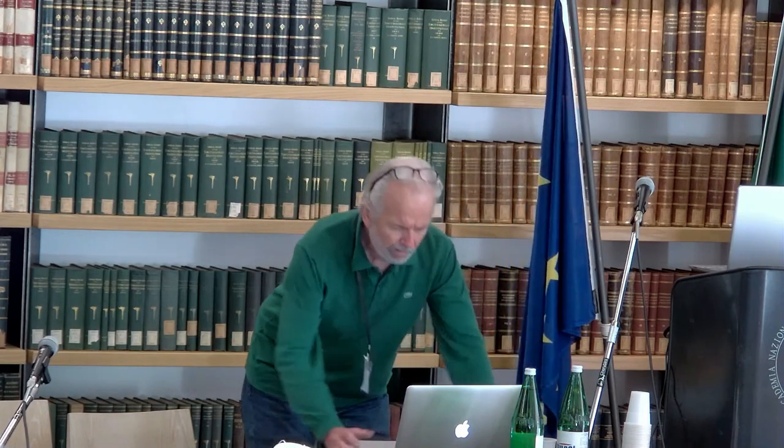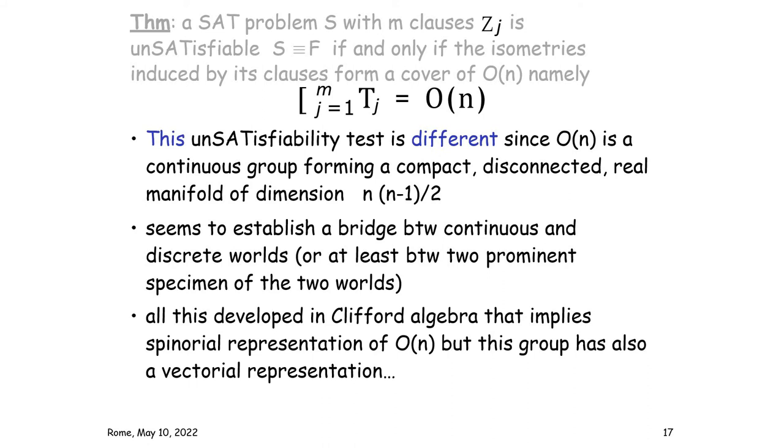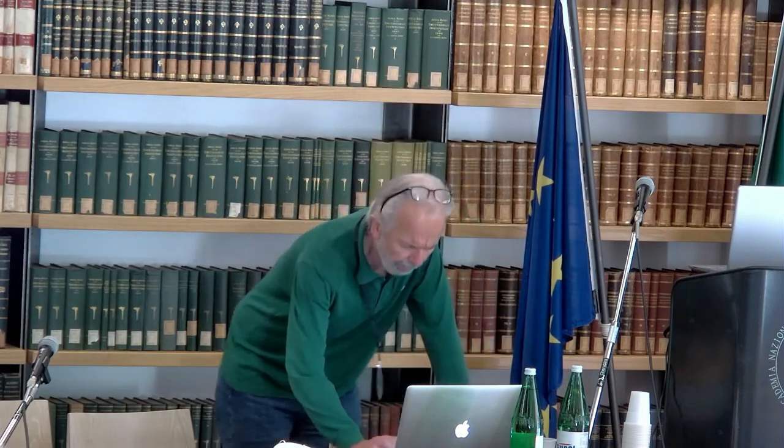Okay, so the unsatisfiability test is different because ON is a continuous group forming a compact disconnected manifold, and you can move continuously in this group. And if you find an element of this group that is not in your S, you have a proof that the problem is satisfiable. So this seems to establish a bridge between continuous and discrete, because I don't need anymore to check separately a set of discrete solutions. I have to check if a set of continuous elements form a cover of this manifold.